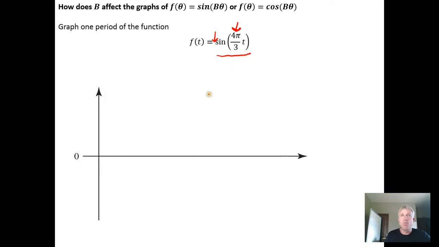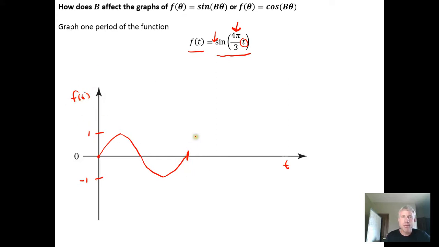Again, start off by drawing what the toolbox function looks like. Well, the toolbox function sine of theta would just start at the origin, go up to its high point, go down to the input axis, drop down to its lowest point, and come back to the input axis. There's one period. The amplitude is still going to be 1, so our function is going to be going from -1 to 1. This is the t-axis because t is the name of my input variable. This is the f of t axis, my output axis.